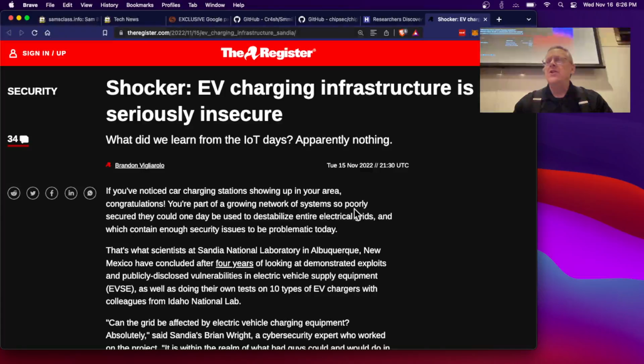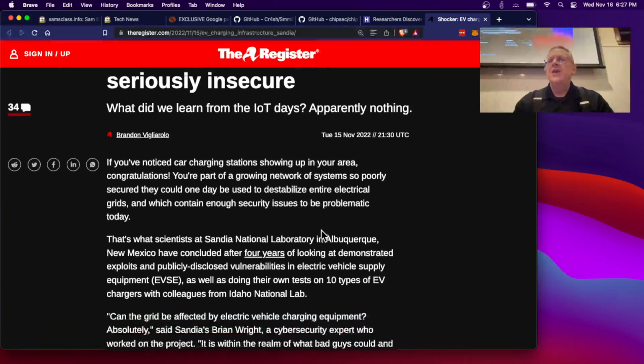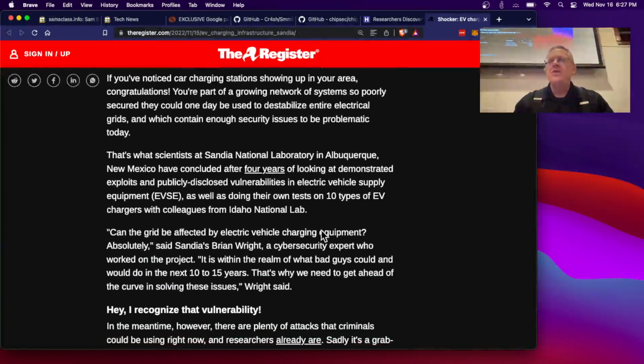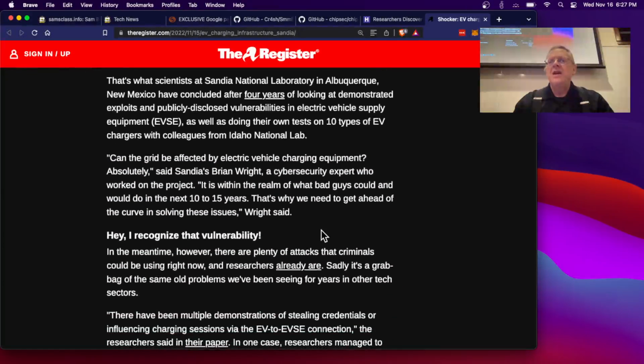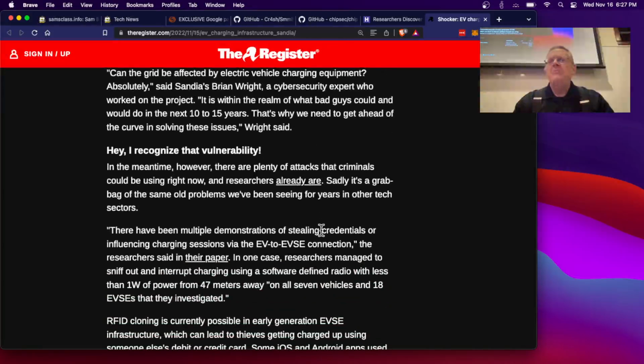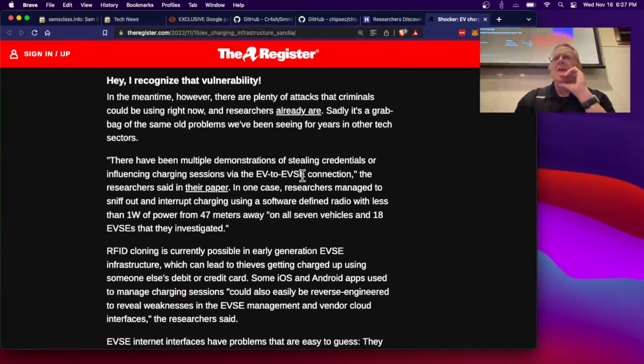Huge problem in technology. The electric vehicle charging infrastructure is just as bad as you might think it would be from the Internet of Things devices. People are rushing these things out as fast as they can, and they're cutting corners on security. So they are based on out-of-date Linux versions with known vulnerabilities. They have built-in hard-coded credentials in the code. They have open USB ports you can use to replace the firmware.